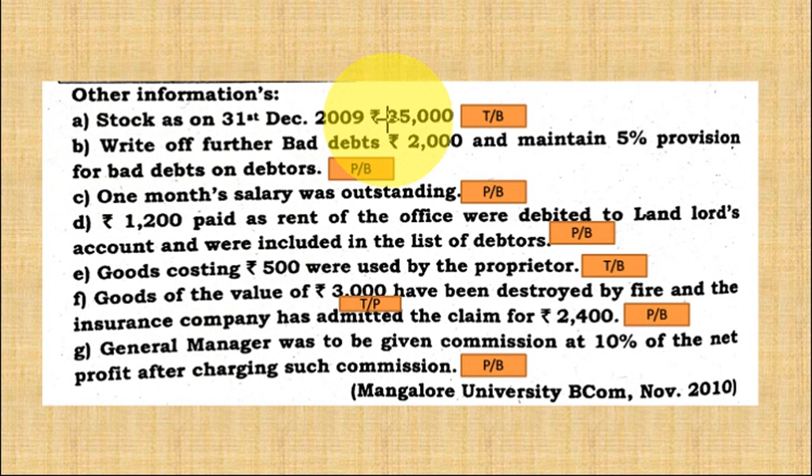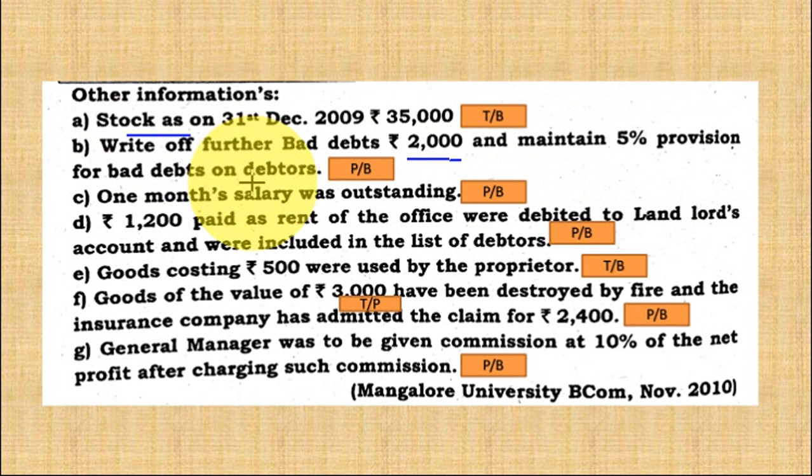Stock on 31st December 2016, 35,000. See, stock, that is the closing stock. I told you all the other information or adjustments should appear twice, 2 times. So 35,000 we have to write in the trading account, closing stock, and in the balance sheet, asset side, closing stock. So 2 entries. Further bad debts 2,000. So 2,000 we have to write in the profit and loss account, okay, as well as balance sheet.